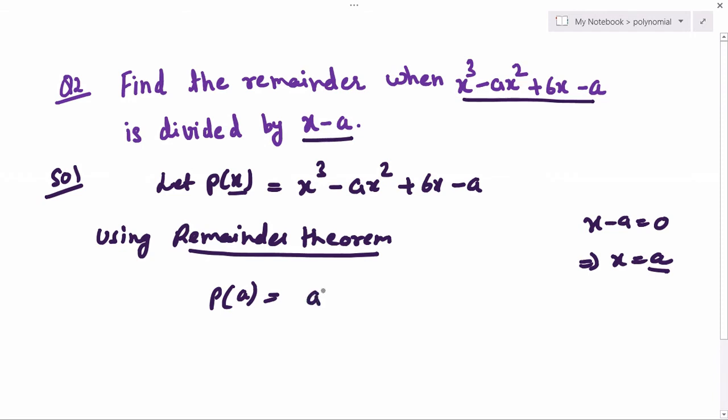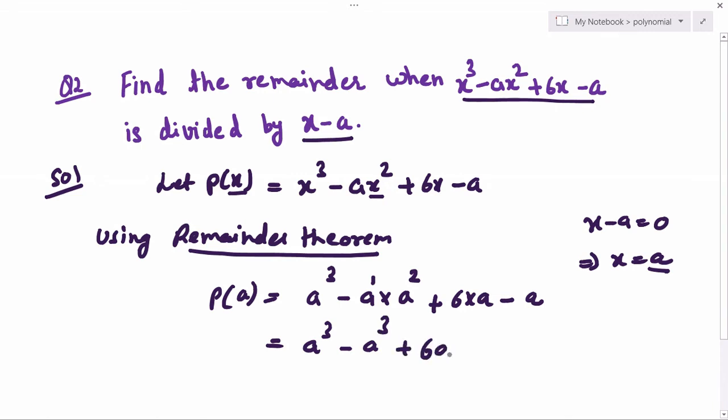Now put this value here: a cube minus a into, wherever x is there, you have to replace it by a square plus 6 into a minus a. So this is a cube, a multiplied by a square. See children, here the power is 1. Whenever you are multiplying two exponential numbers and their base is the same, you can add their powers. So 1 plus 2 is 3. A raised to power 3 plus 6a minus a.